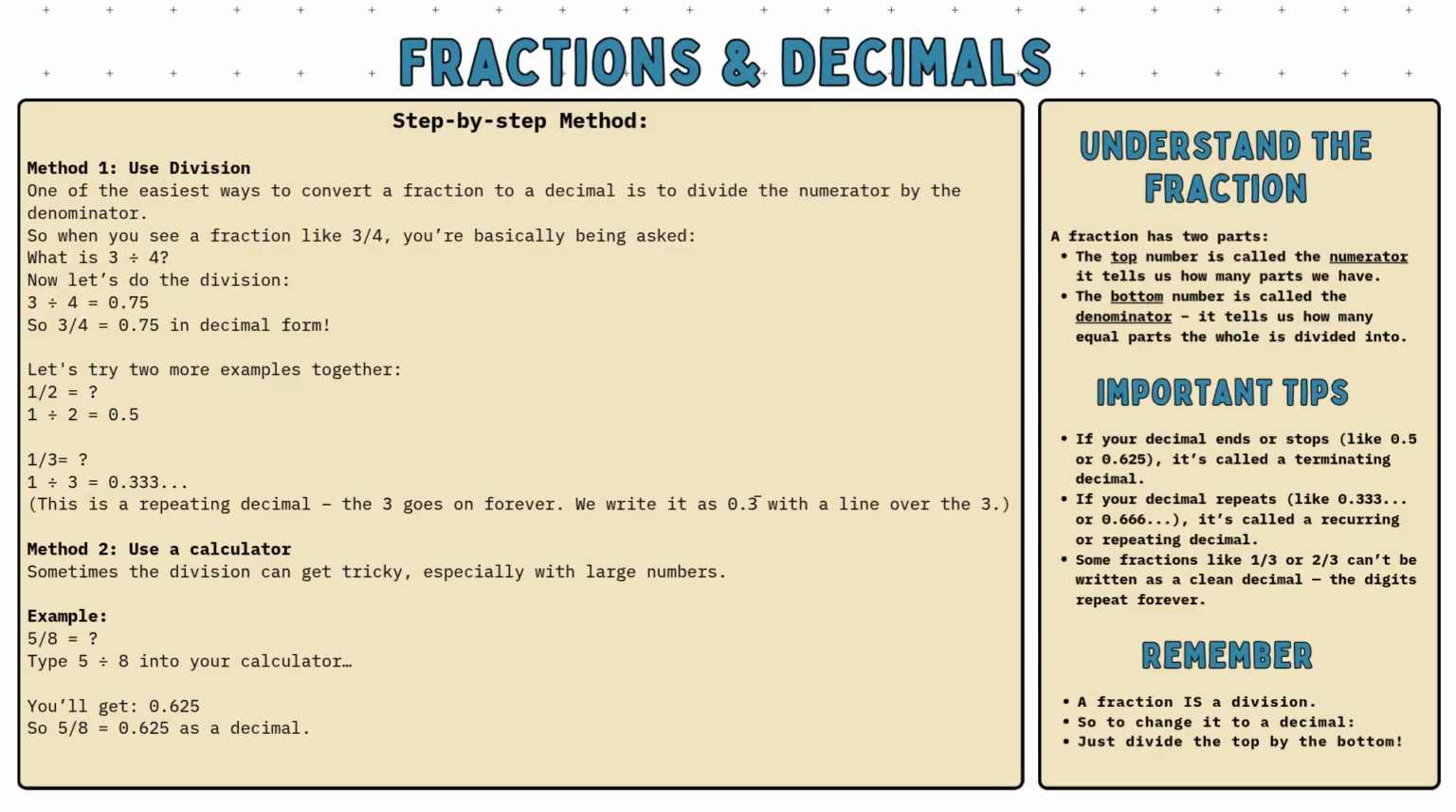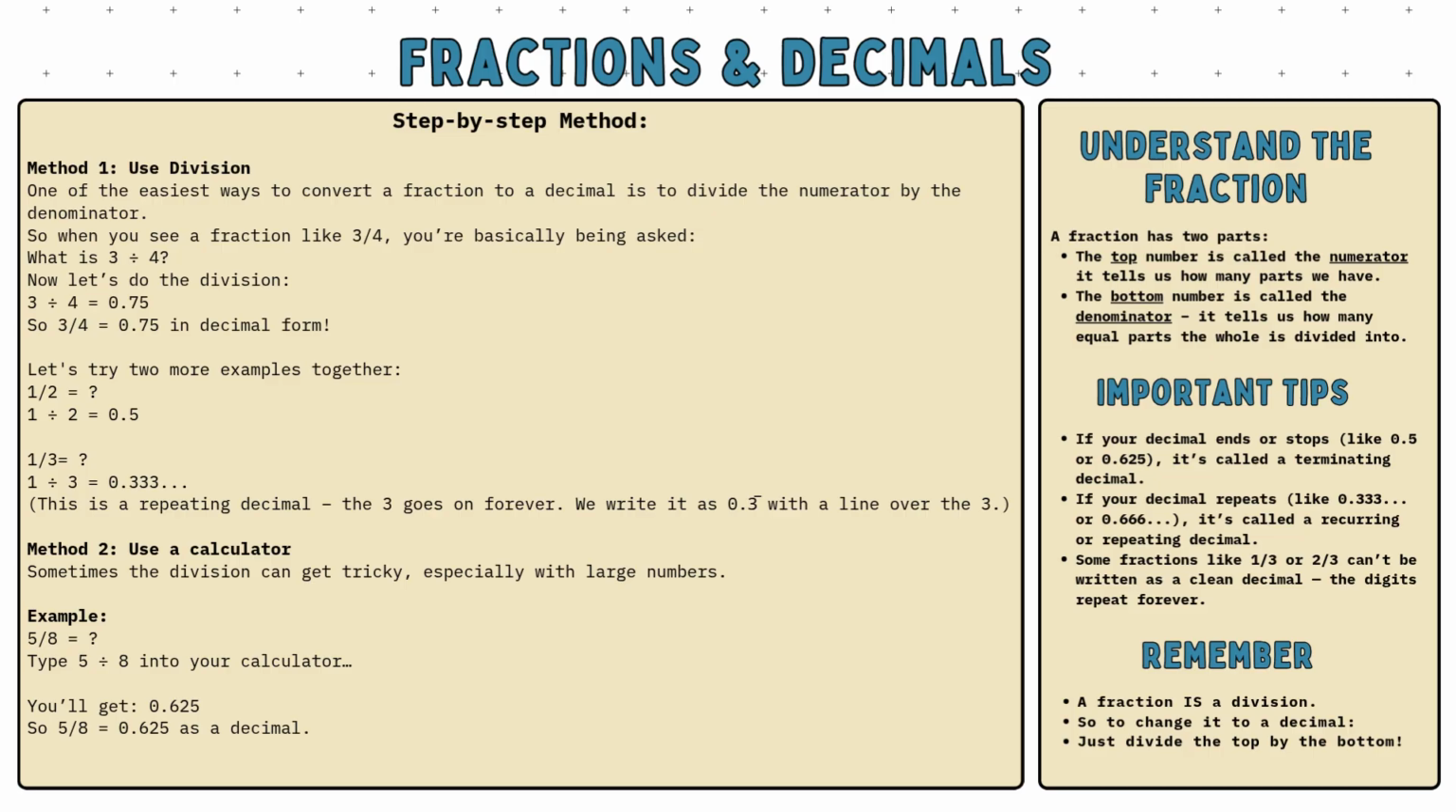Okay, let's talk about something super important: how to convert fractions into decimals. Sometimes we see numbers written as fractions, like 1 over 2 or 3 over 4. And other times we see them written as decimals, like 0.5 or 0.75. But did you know that they are just two different ways to show the same value? Let's learn how to change these fractions into decimals step by step.